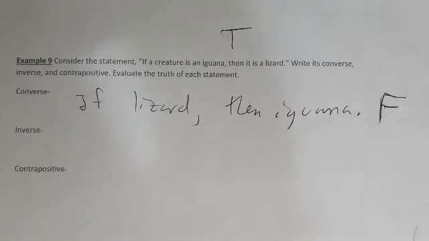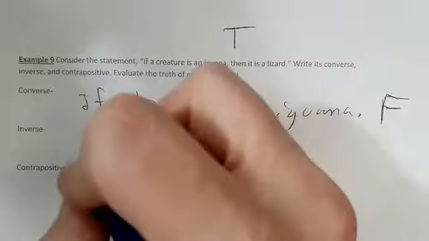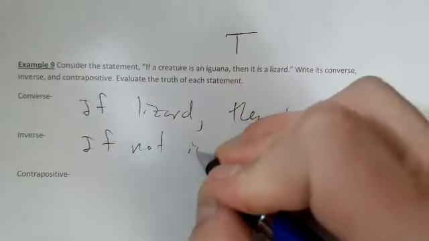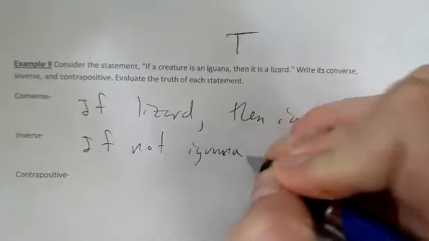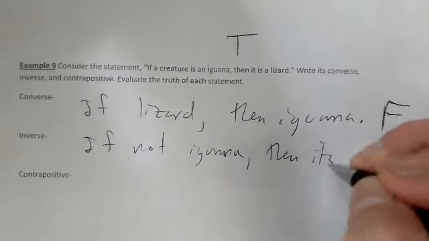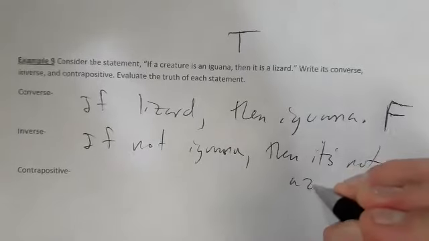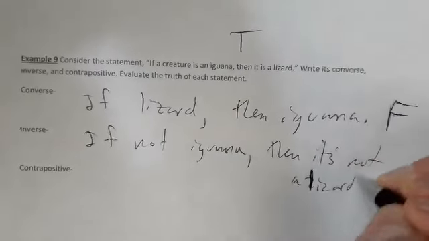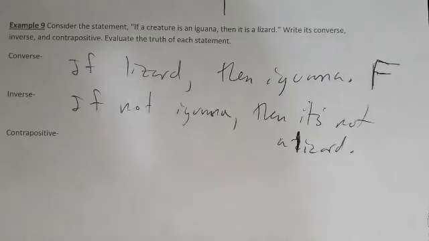The inverse. The inverse is when you start inversing things. If we think about additive inverses, we start negating things, right? We want to keep things in the same order. So if it's not an iguana, then it's not a lizard. I'm also writing at a weird angle, so the things come out weird sometimes.